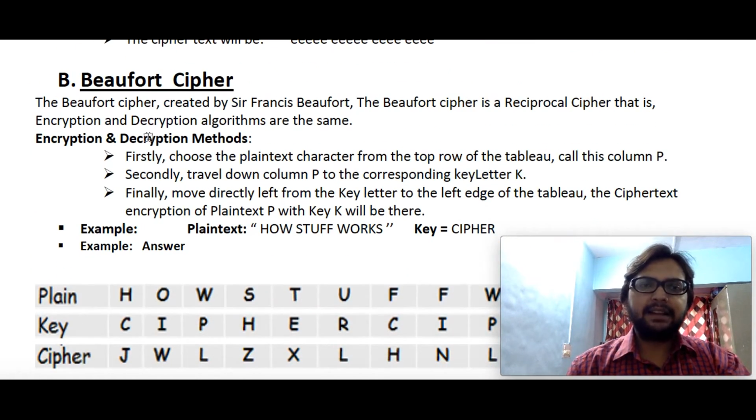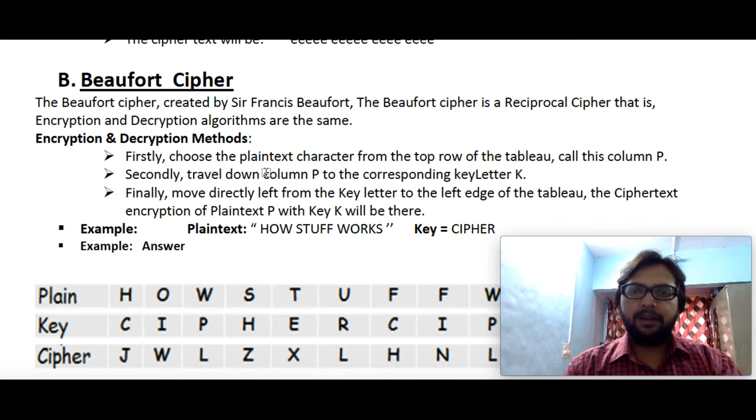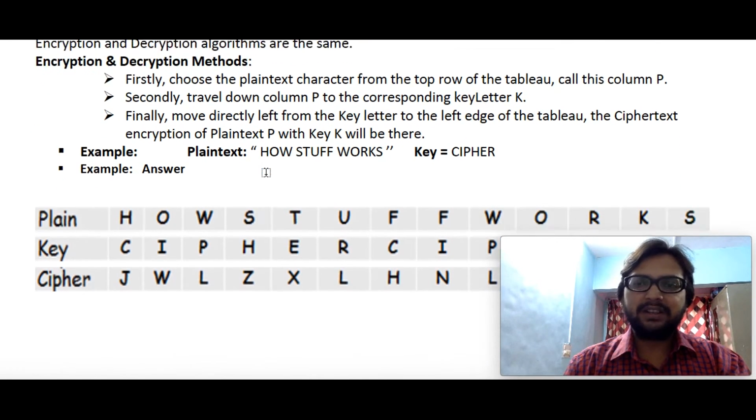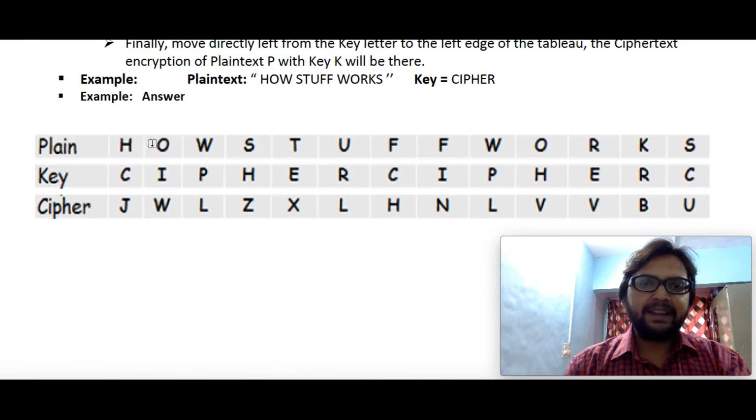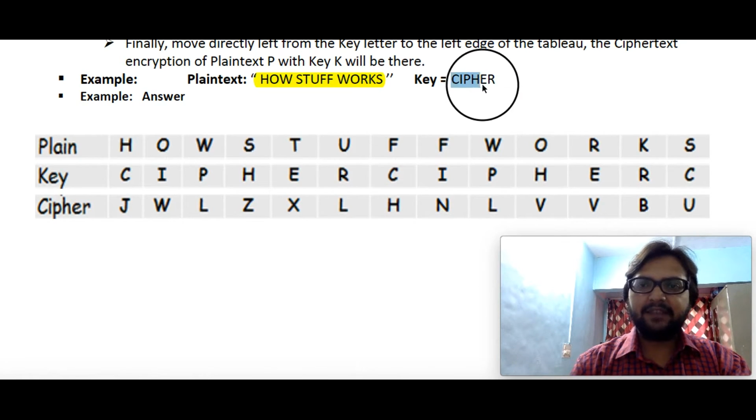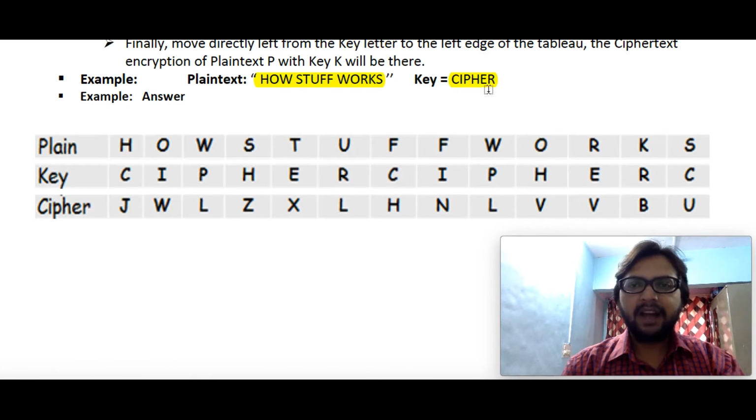Now let's discuss the next algorithm, that is Beaufort Cipher. Remember, it is also purely a type of what we have discussed in Vigenère Cipher. You can say all four types of algorithm under polyalphabetic are almost similar. We just need to remember the differences. So we have some plain text message. As you can see, what is our plain text message? How stuff works. This is our plain text message, and in the same way we have assumed some key. Our key is cipher.